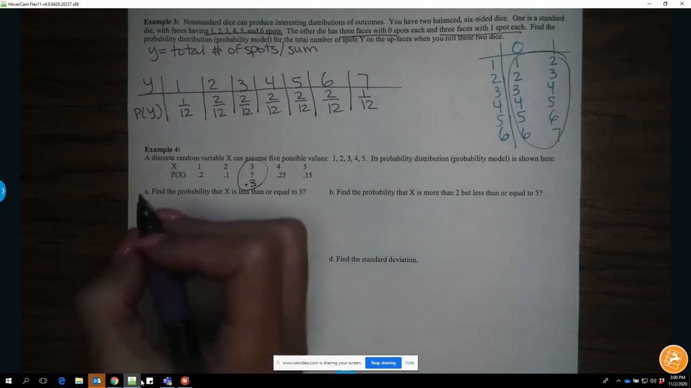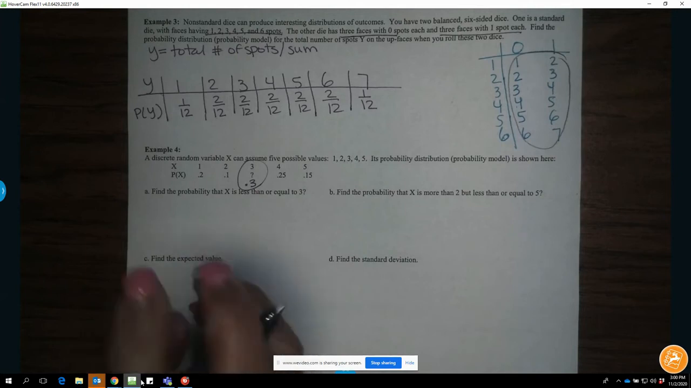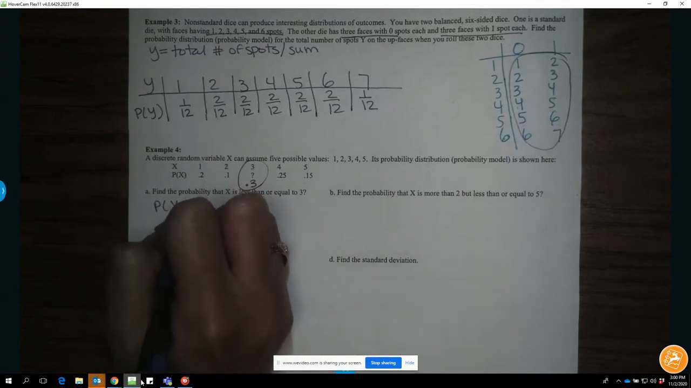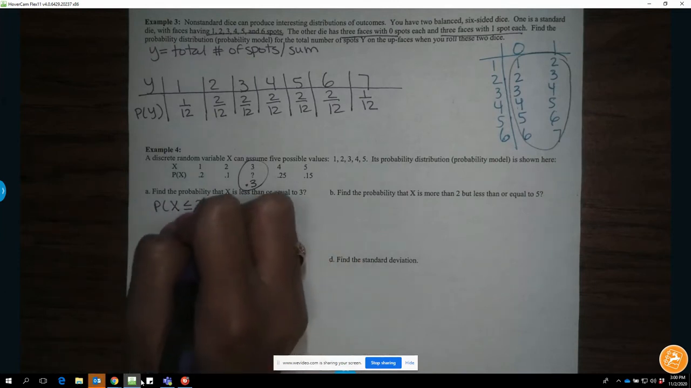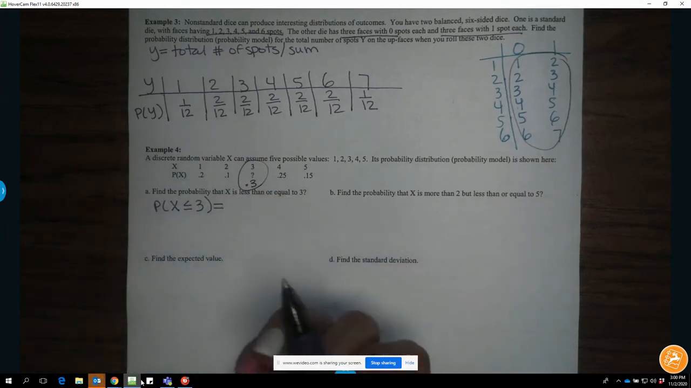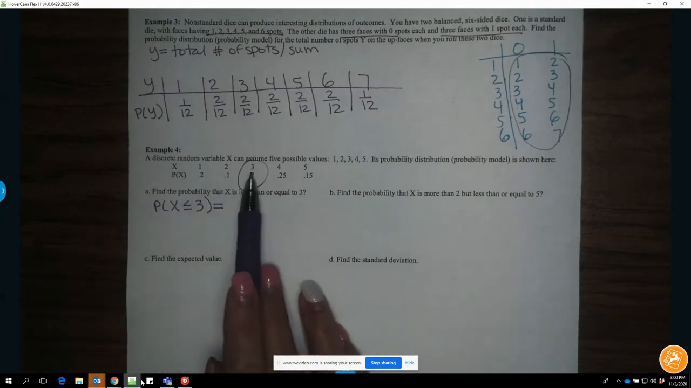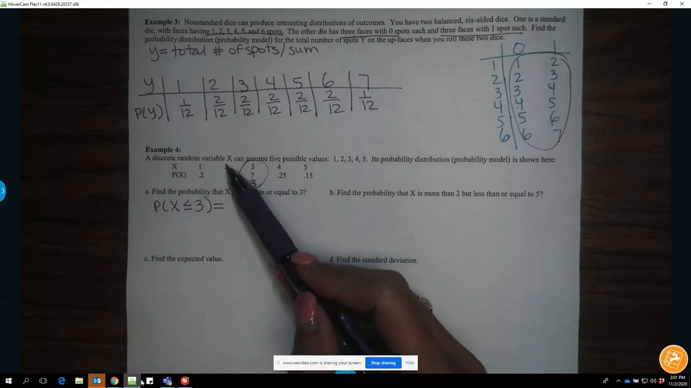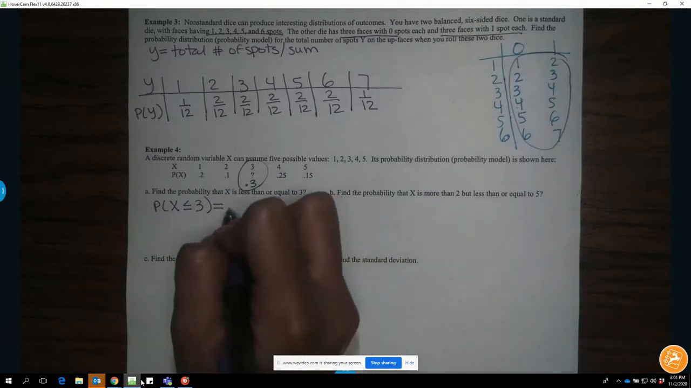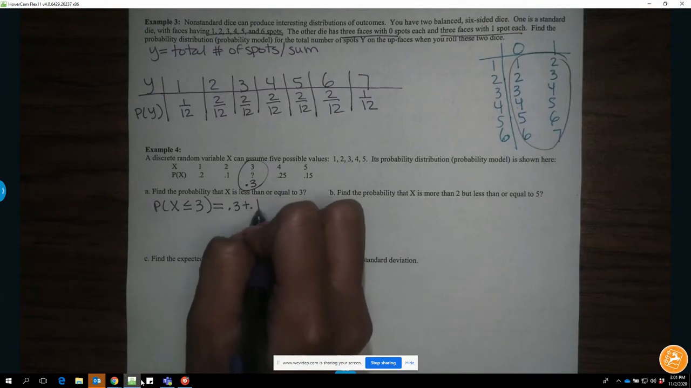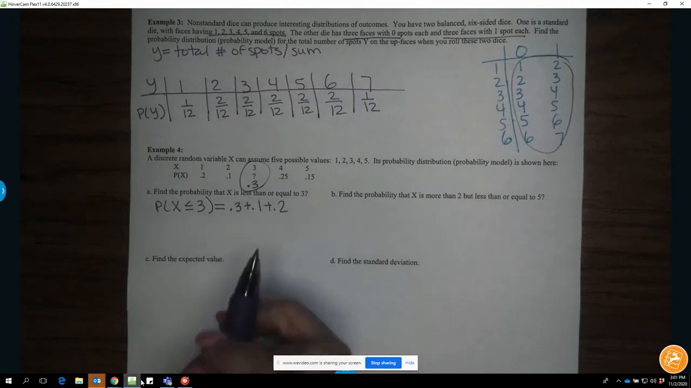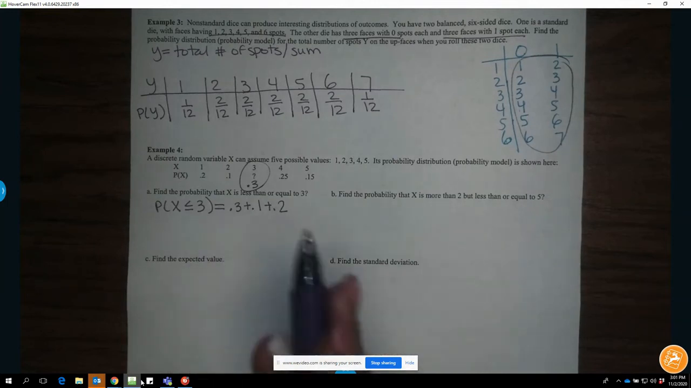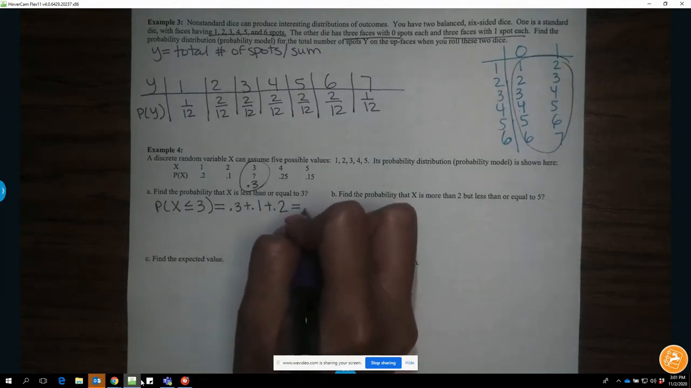Letter A. Find the probability that x is less than or equal to 3. You're supposed to show your work. So the way you would show your work is you're looking for the probabilities of x being less than or equal to 3. So x could be 3, 2, or 1. So you need to add those probabilities: 0.3, 0.1, 0.2. So that's the probability of x equals 3, x equals 2, and x equals 1. Show your work. Add them all up. And that's 0.6.